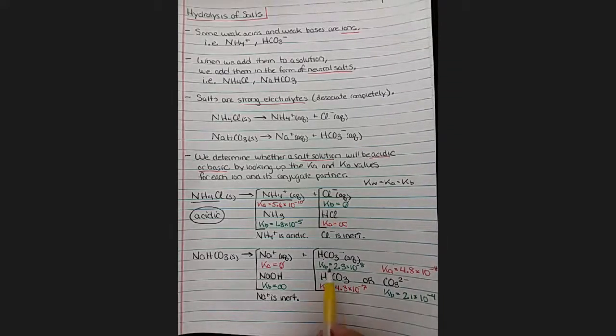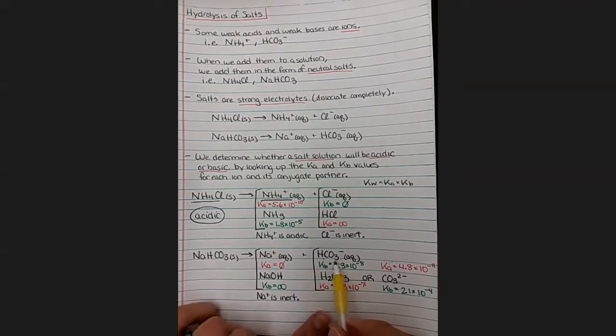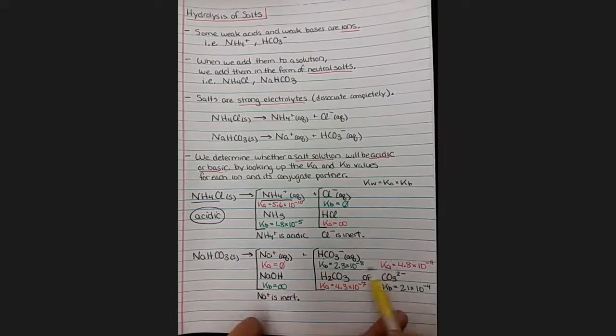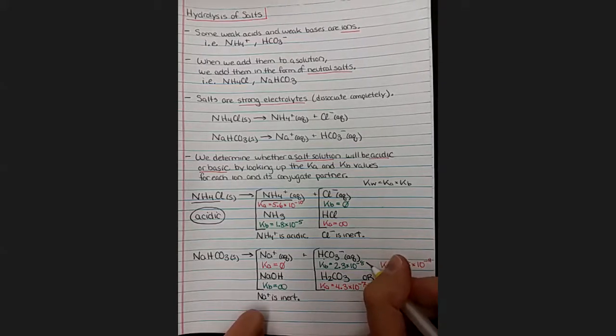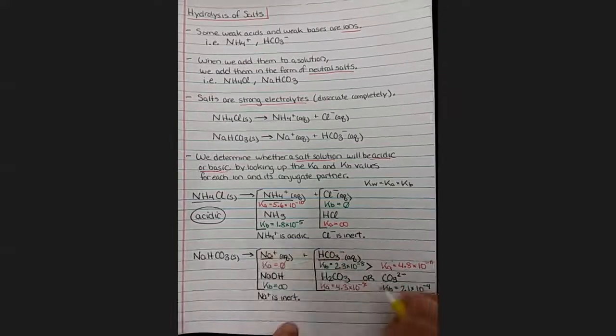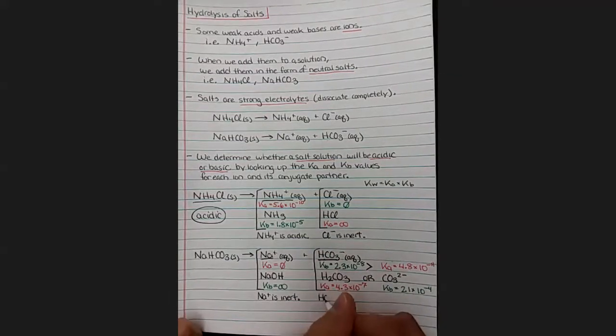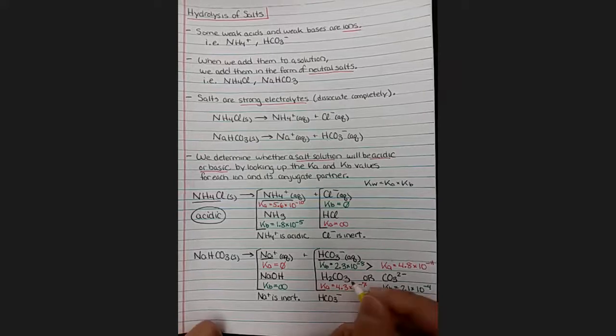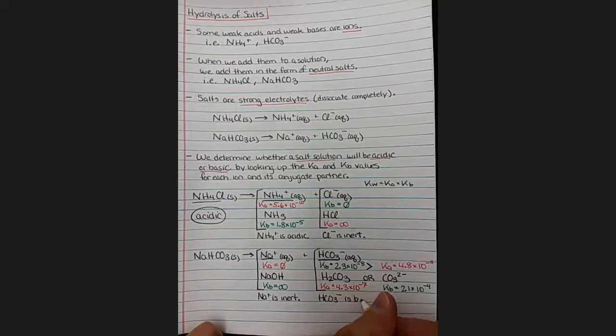Okay, so now instead of having one value for hydrogen carbonate, we have two. It can act as a base and it can act as an acid. So to determine what it does in solution, we need to figure out which of these is larger. So the Kb is 10 to the negative 8th, the Ka is 10 to the negative 11th. So the Kb is going to be the larger one for hydrogen carbonate. So that means that when it is in a solution, the solution is going to be slightly basic.